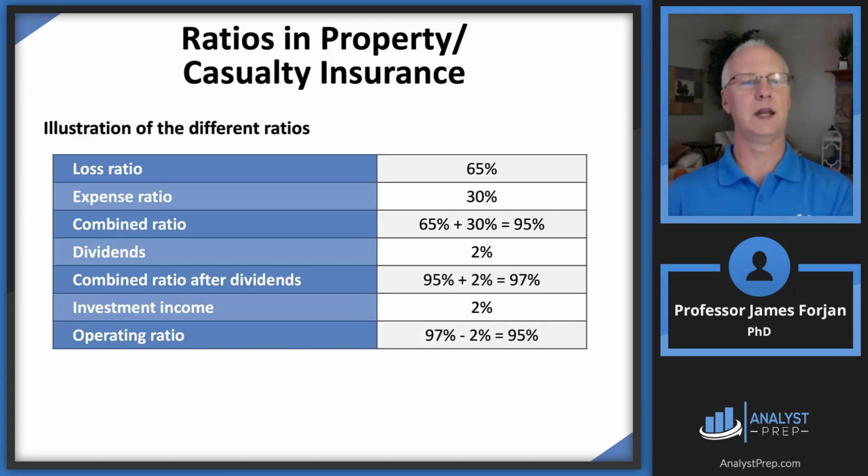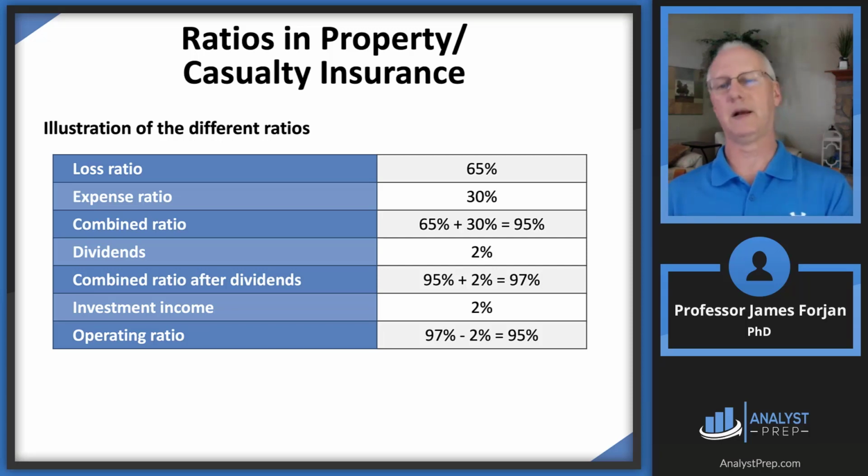Let's go ahead and look at an example. Let's suppose that we have a loss ratio of 65 and an expense ratio of 30. You sum those, you get 95% of a combined ratio. If dividends are 2%, you can add that to the 95% to get up to 97%, and then subtract out the investment income of 2% to get an operating ratio of 95%.